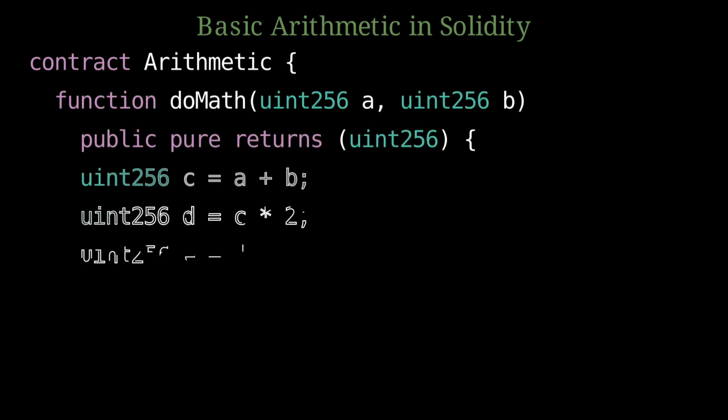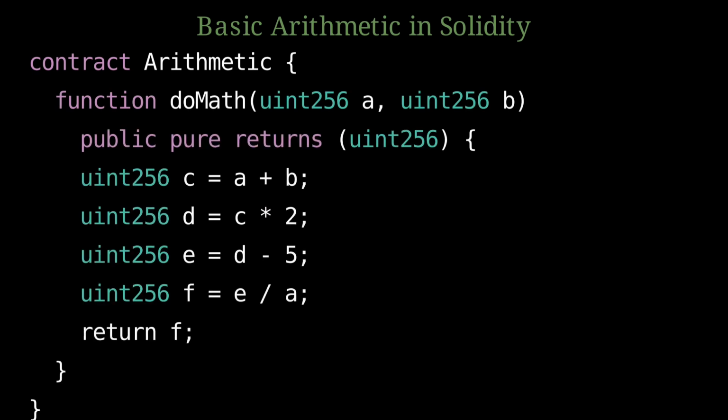Let's look at a real example. Here's a basic arithmetic function written in Solidity. This contract has a function called doMath that takes two unsigned integers, a and b, as parameters. Inside the function, we're doing some simple math. We add a and b to get c, then we multiply c by 2 to get d, we subtract 5 from d to get e, and finally, we divide e by a to get our final result, f. Pretty straightforward Solidity code, but what happens when this gets compiled?